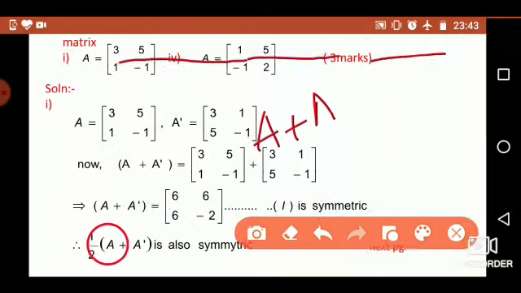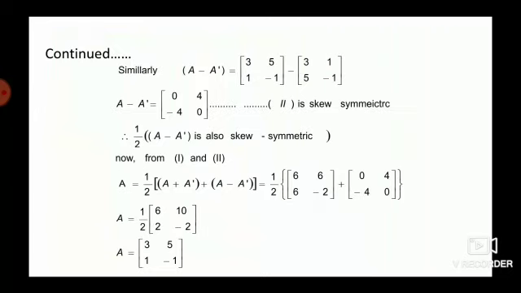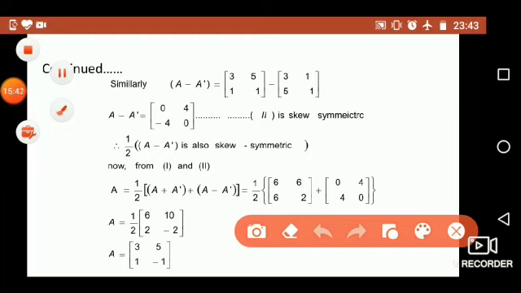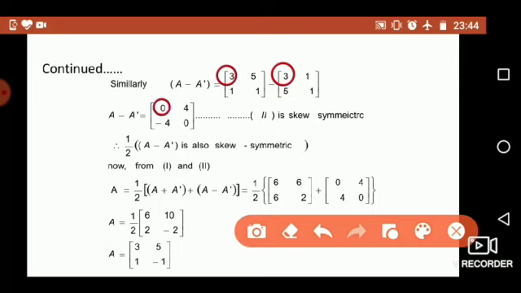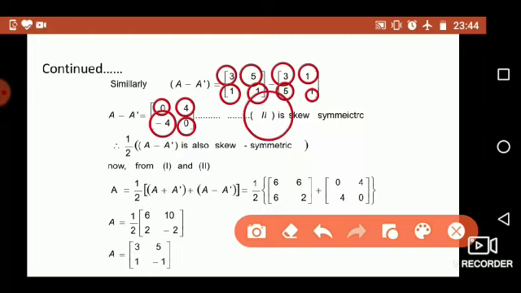Therefore 1 by 2 times A plus A dash is also symmetric. Now let me find A minus A dash. Let me continue the same example. The second step of this problem is to find A minus A dash. Therefore A minus A dash is equal to 3 minus 3, which is 0, 5 minus 1 gives 4, 1 minus 5 gives minus 4, and 1 minus 1 gives 0.